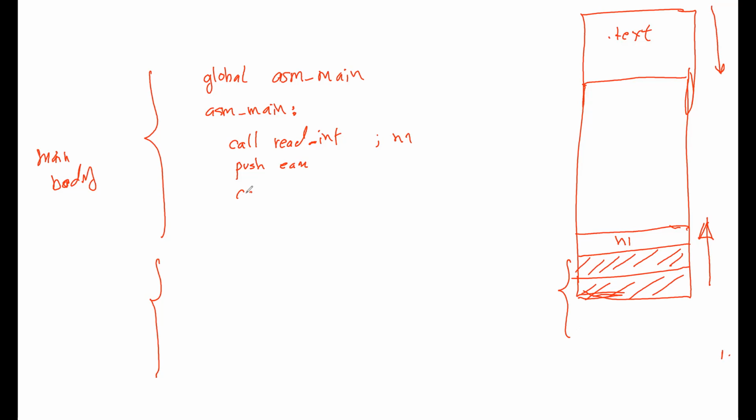We read the second number, so it's gonna be call read integer. So this one is going to be our n2. Okay, so n2 is going to be in here. So when you say call read integer, it's gonna go into EAX. So I should have pushed EAX first before I tell you that it goes there. So second push, send n2 over to the stack.